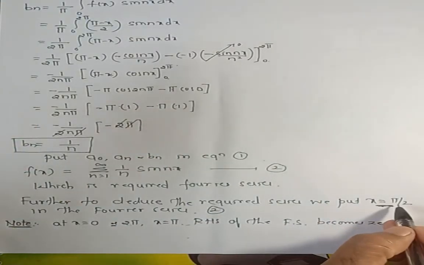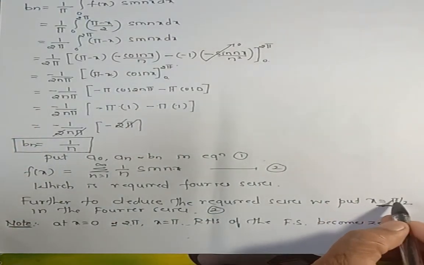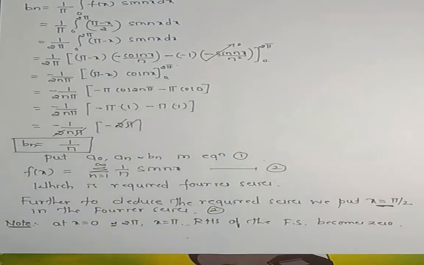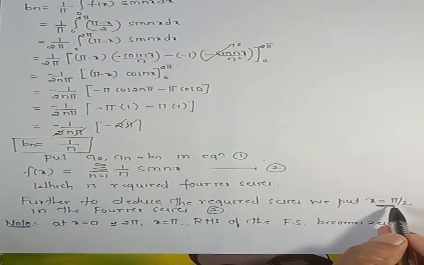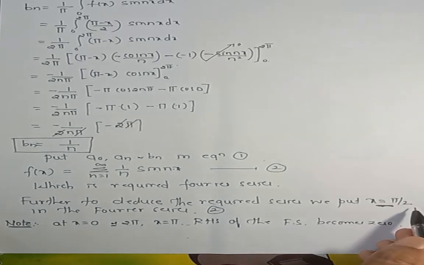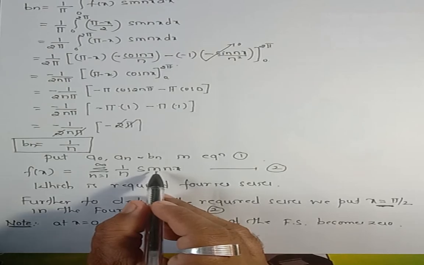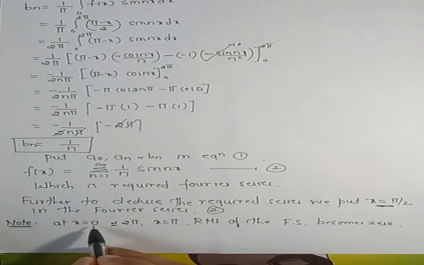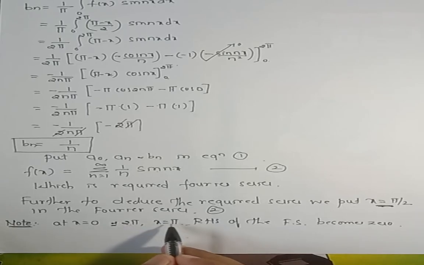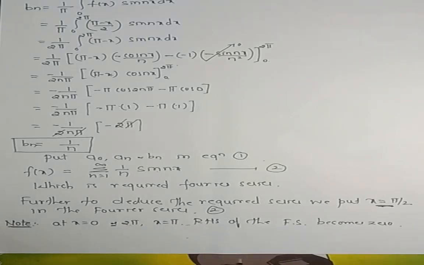So that's why, to get the series, put x is equal to pi by 2. As I told you, if you see a sine series, you put x is equal to pi by 2, and you will get the required series. If you get a cosine Fourier series, put x is equal to 0, 2 pi, or x is equal to pi, and you will get the required series.